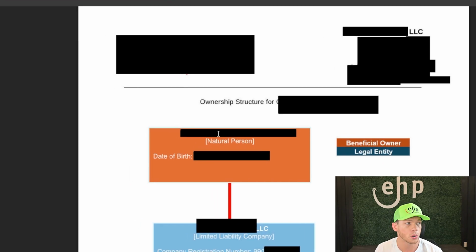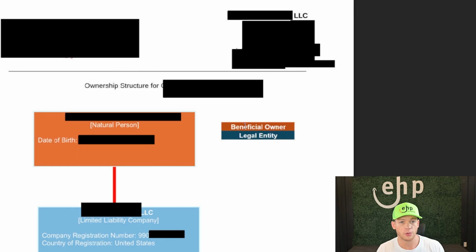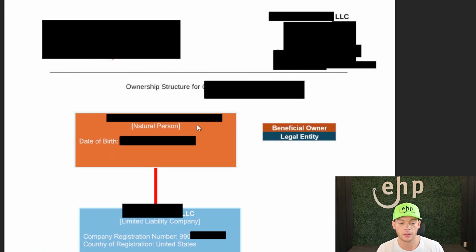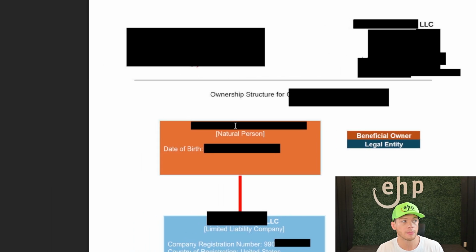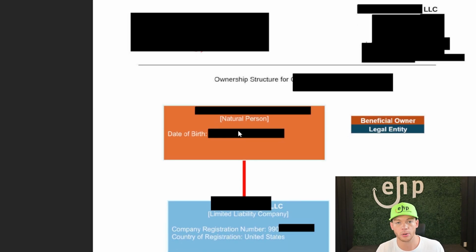Next, it's going to have this orange box. You're also going to put an orange box over here that shows the beneficial owner. It's a key for Amazon. And you're going to put your full name that matches your passport right there. And you're going to put natural person, and you're going to put your date of birth.